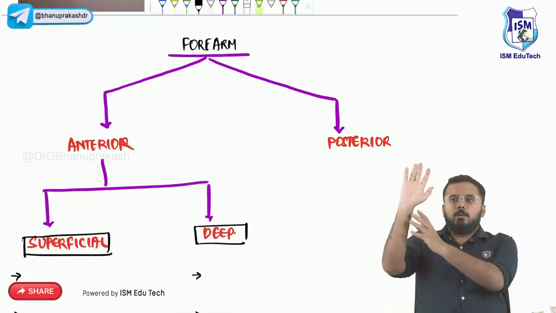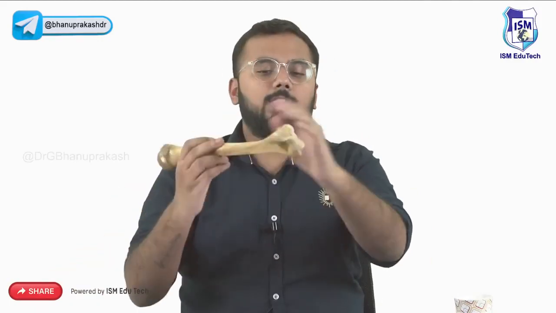Look here. Muscles of the forearm. This is my anatomical position. Here I've got flexor muscles, here I've got extensor muscles. All the flexor muscles originate from one point, that is the medial epicondyle. If I'm putting this bone like this, this is the medial epicondyle, this is the lateral epicondyle. All my flexors originate from the medial epicondyle. All my extensors on the back originate from the lateral epicondyle. Clear? Flexors, medial epicondyle; extensors, lateral epicondyle.